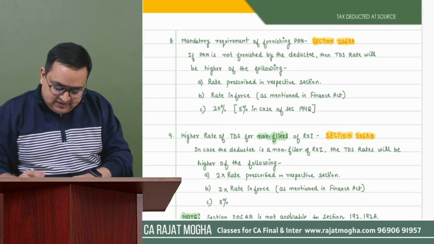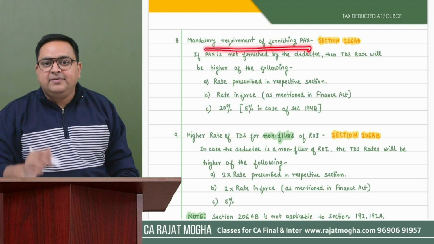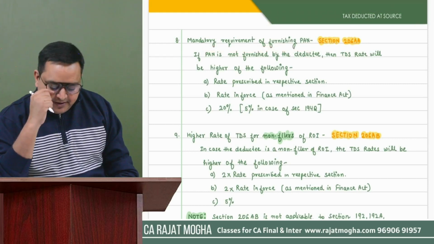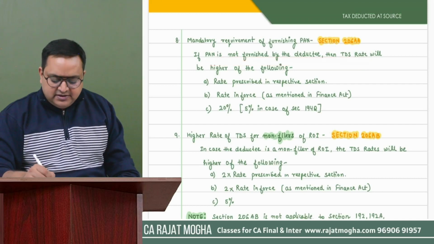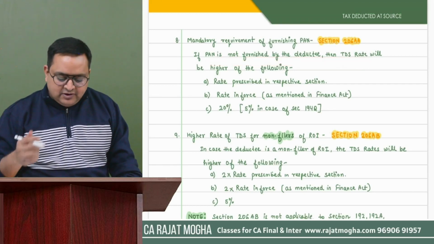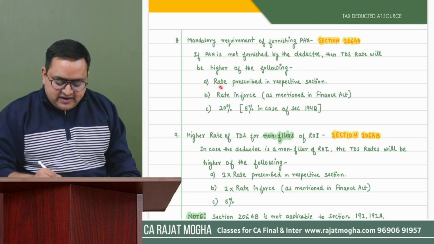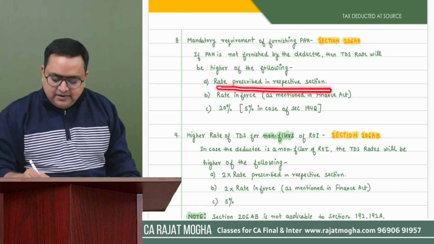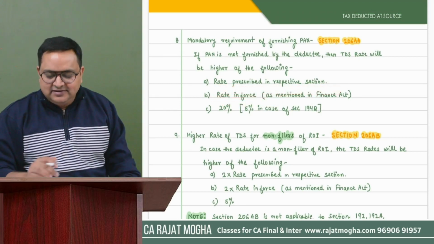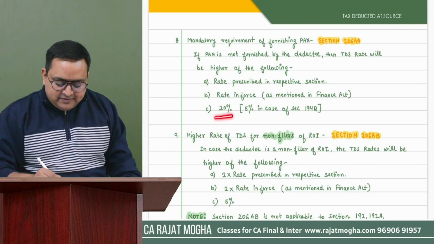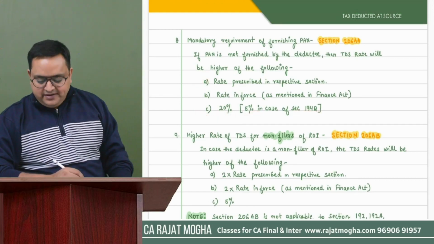So here it is mentioned, and this is important: mandatory requirement to furnish PAN number. That person should furnish their PAN number. If PAN is not furnished by the deductee, meaning the person who is receiving the amount, then the TDS rate will be the rate prescribed in the respective section, or rate in force, which is not that important as of now, or 20%, whichever is higher. But in case of 194Q, it is 5%, right?